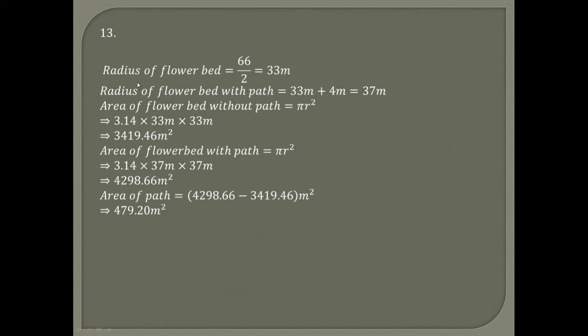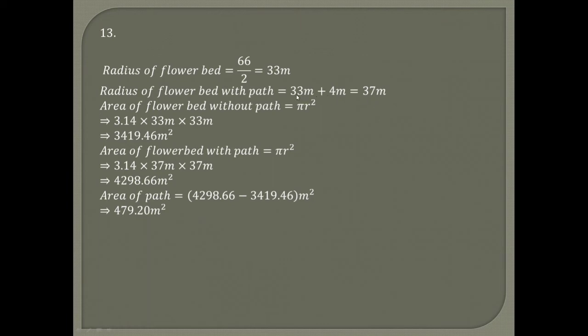Then we go to question number 13. We have a circular flower bed whose diameter is 66. Since the diameter is 66, just half of the diameter is the radius. 66 by 2 is 33 meter. 33 meter is the radius. Then outside that flower bed, a path of width 4 meter is going around it.